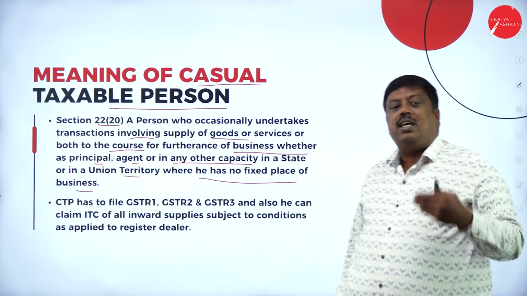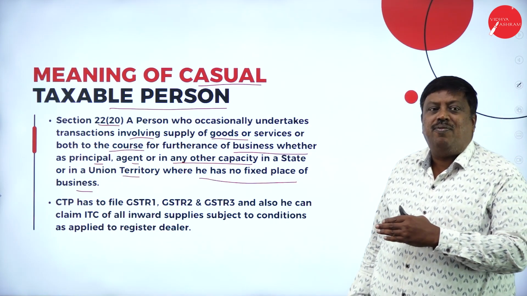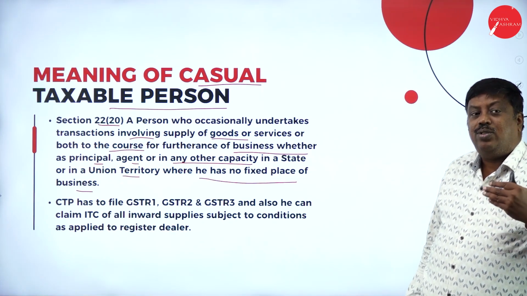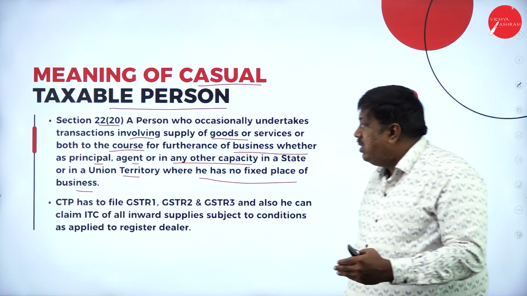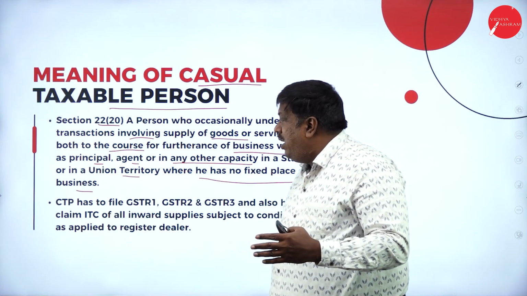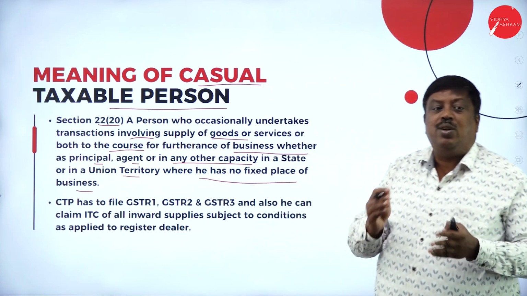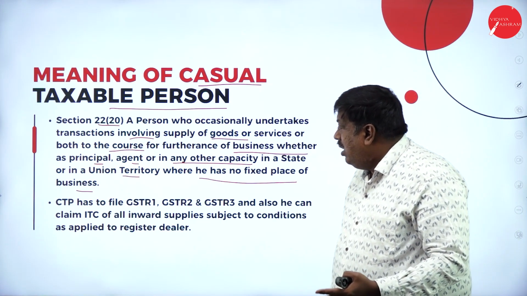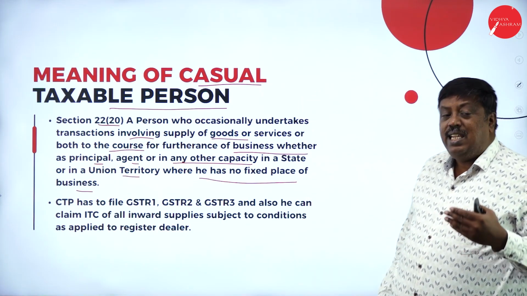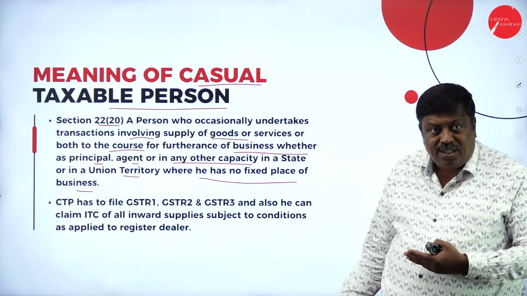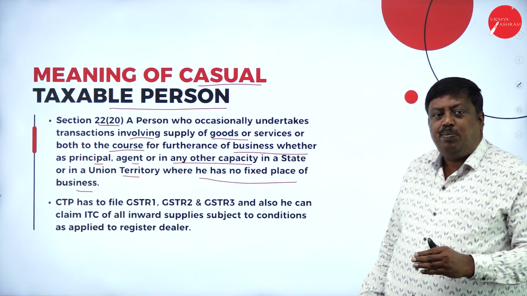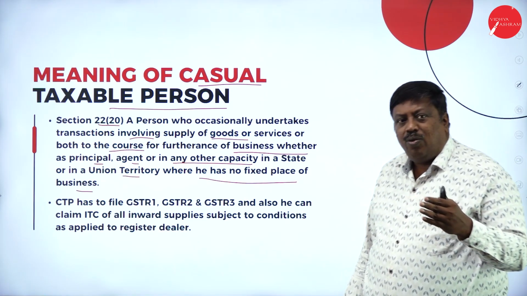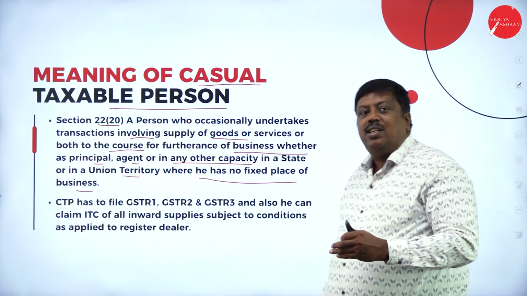I don't have any fixed place here. Whoever calls me, I'll just go, perform, and come back. So whenever I do this type of business, I'm a casual taxable person, where I may be an agent, a mediator between two people, or the main person involved in the business transaction directly or indirectly. These people are called casual taxable persons, and they have to pay tax on whatever earnings they have made in their transactions.